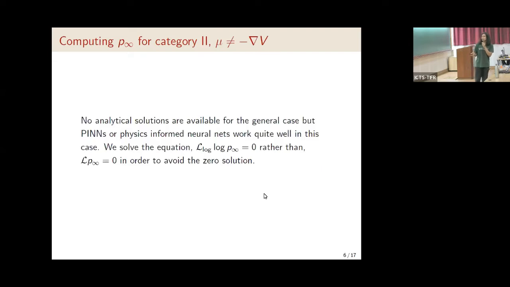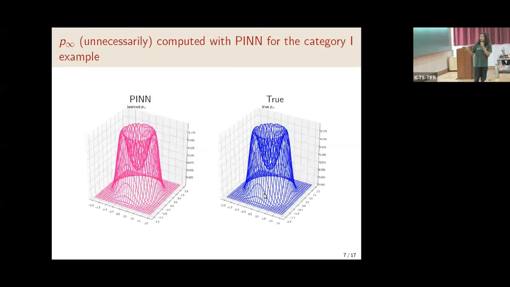For category 2, no analytical solutions are available in general, but PINNs, or physics-informed neural nets, work quite well in this case. With PINNs, we actually solve the equation for log P∞ rather than P∞ in order to avoid the zero solution. Here is an example of a solution computed with a PINN. P∞ is unnecessarily computed with a PINN here because we know the true solution anyway, but it's good for checking your setup.